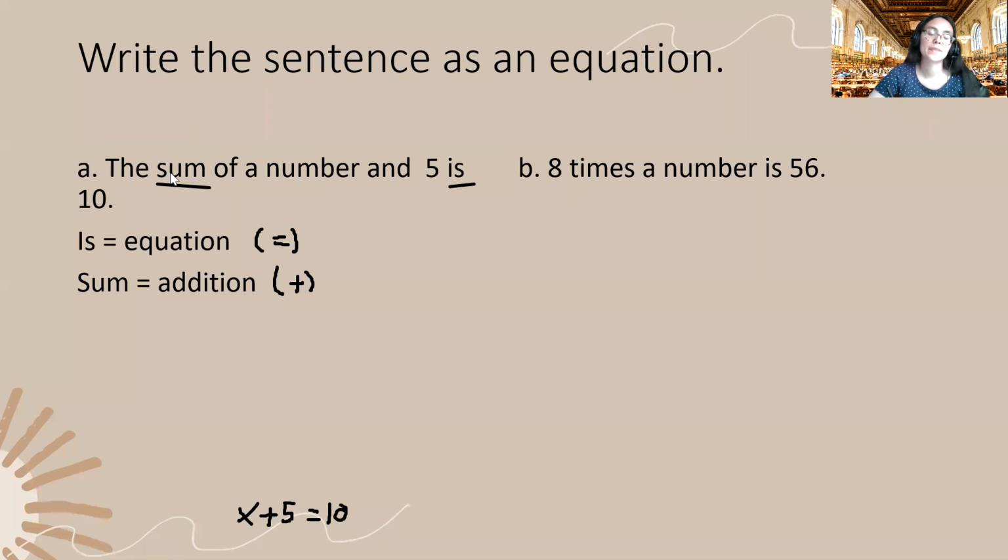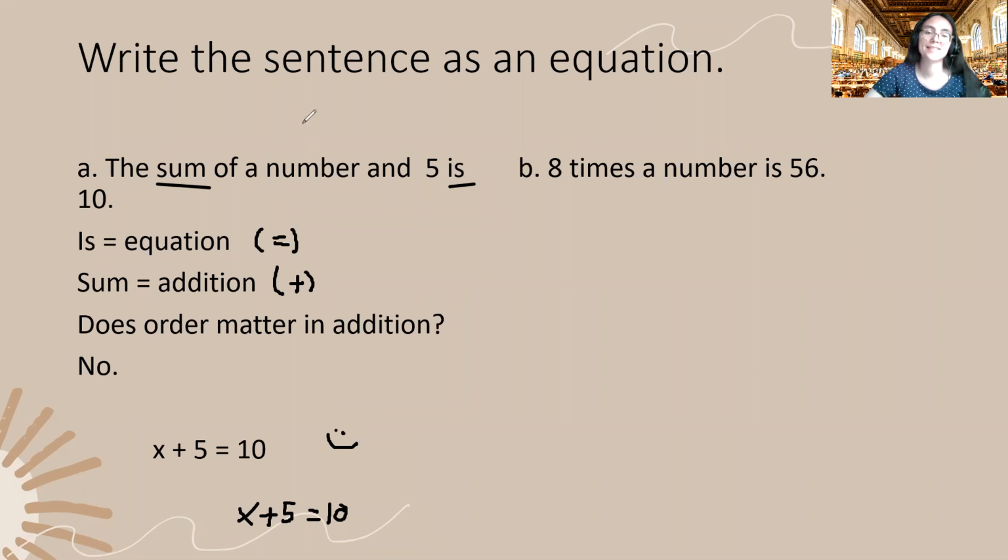Okay. And we want to consider, does order matter in addition? And the answer to that is no, that order does not matter. So our answer would be x plus 5 is equal to 10, which is what we thought of in the beginning. So we give ourselves a smiley face. Okay. Alrighty then. So we're going to continue on to the right-hand side.